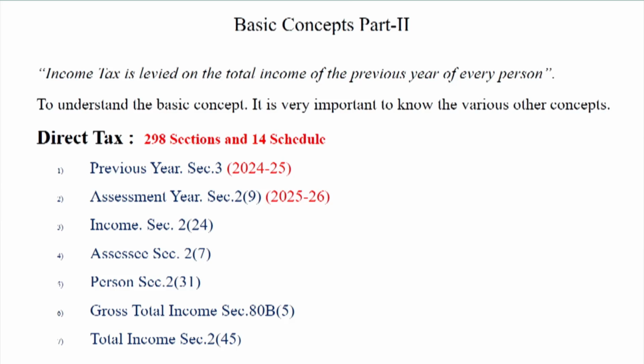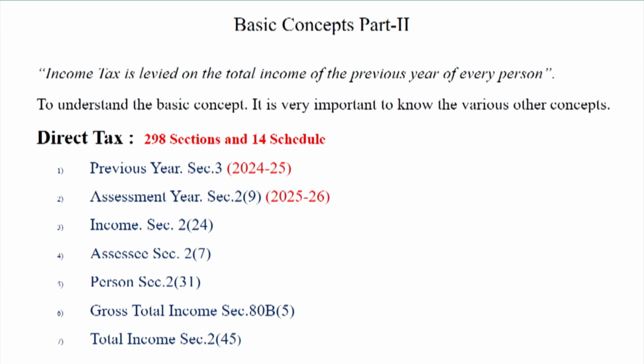Next, Section 2 subsection 31 refers to the person. Person means individual, HUF (Hindu undivided family), partnership firm, company, AOP, BOI (body of individuals), AOP (association of persons), and other persons. Even a BHU is also a person. BHU is also liable to pay the volume of tax to the Government of India.